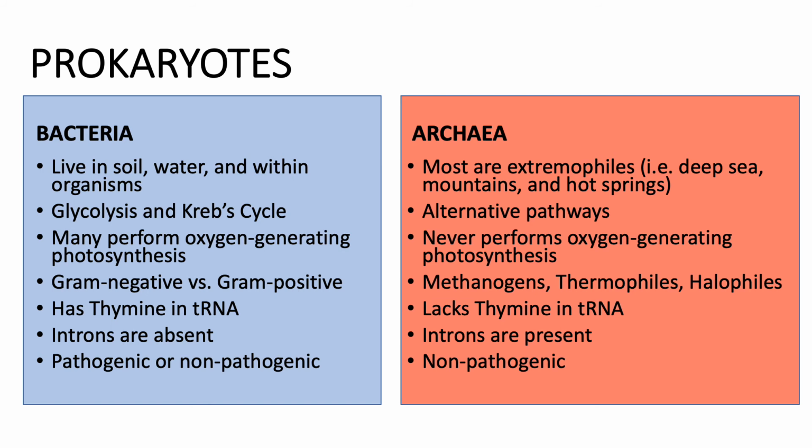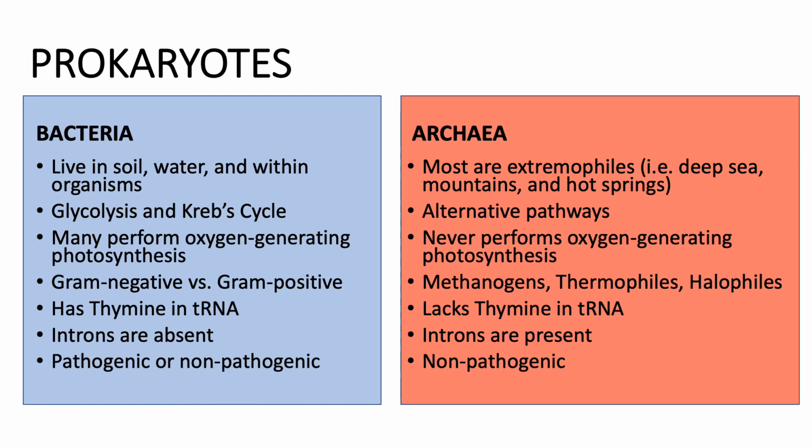Bacteria use glycolysis and the Krebs cycle as their metabolic pathways for glucose oxidation. And archaea don't use glycolysis or the Krebs cycle, they use alternative pathways. Many bacteria perform oxygen-generating photosynthesis. Archaea never perform oxygen-generating photosynthesis. They can use light, but they're not producing oxygen from that process. So it's a little bit different than the normal photosynthesis that comes to mind when you think about that.